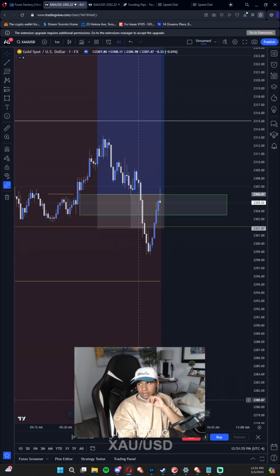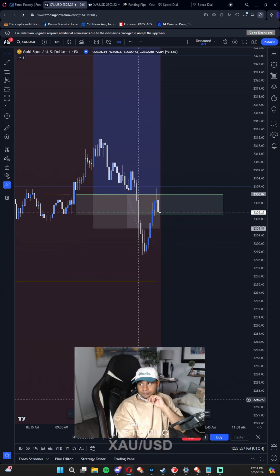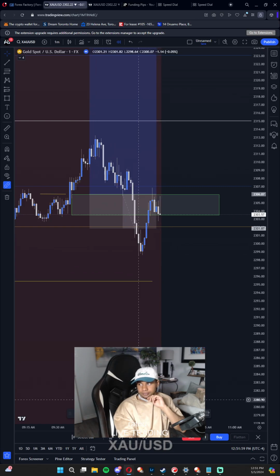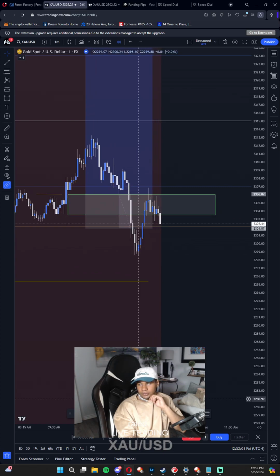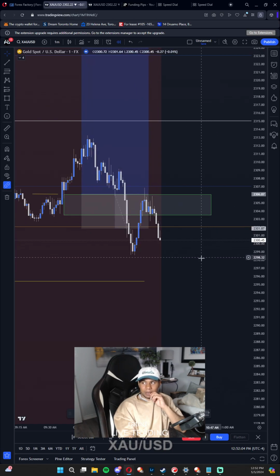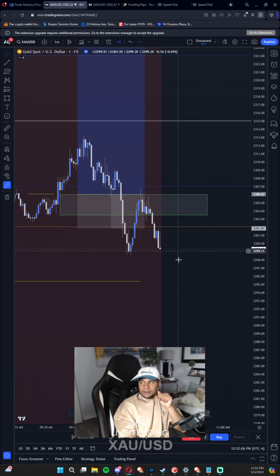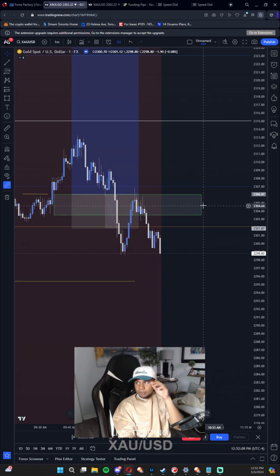Let's wait. It's gone back into our fair value gap area, meaning this is a pretty valid fair value gap, but we're going to go ahead and remove it for now.